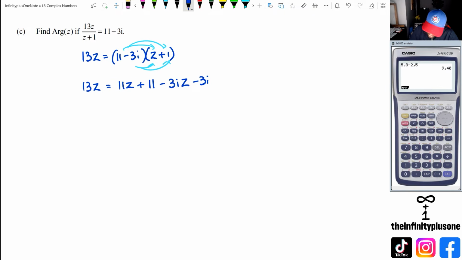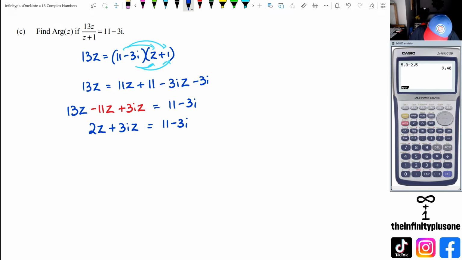So I'm going to bring all the z's together. So I've got 13z minus 11z plus 3iz, and all of that is equal to 11 minus 3i. Now at this point, what I could do is say 13 minus 11z is actually 2z. So I'm going to get 2z plus 3iz equals 11 minus 3i. And here I could take z as a common factor, which is 2 plus 3i left over in the brackets. And then I'm going to get 11 minus 3i divided by 2 plus 3i.